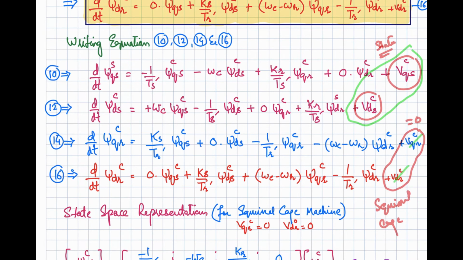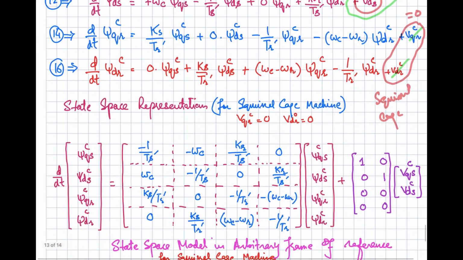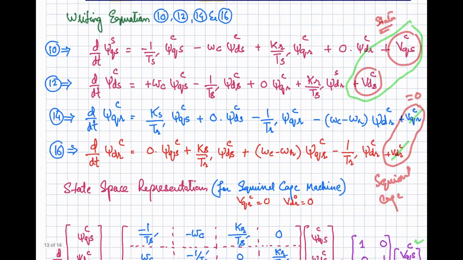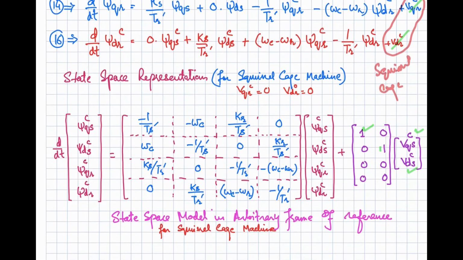So considering this part and this part as 0, here you can see the input matrix, vqs and the vds. vqs is present in the first equation with the derivative of the phi qs, and with the derivative of phi ds we have the vds. So here you can see that we have placed ones over here for accommodating vqs and vds with derivative of phi qs and derivative of phi ds, and we have not considered the q axis and the d axis rotor voltages over here. So this is the matrix B, and that is accommodating the inputs in this state space representation.